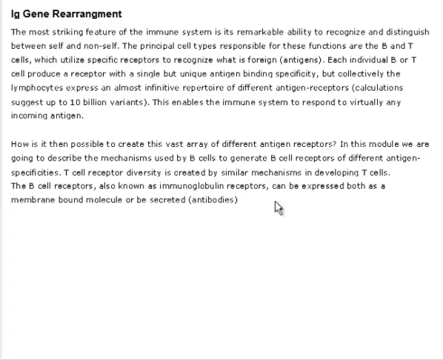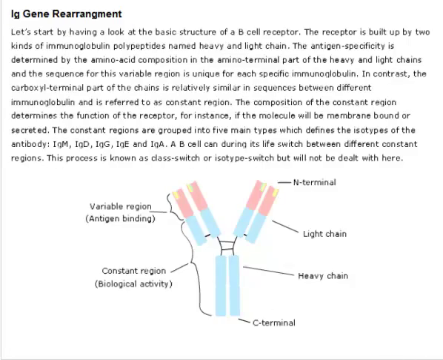This genetic rearrangement of our antibody binding regions is what enables this great diversity, or vast array, of different antigen receptors to be possible. So we'll talk in a little more detail about antibodies, what they actually look like, and the mechanisms that T cells and B cells actually use to create this diversity of receptors.